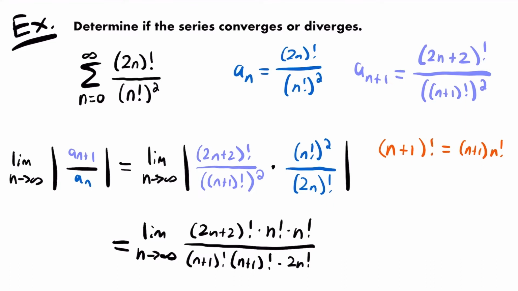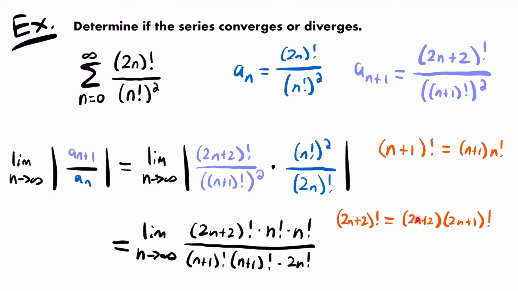So that's good, but what about 2n plus 2 factorial and 2n factorial? Well, we can do the same type of manipulation to our factorial here. We can say that 2n plus 2 factorial will be equal to 2n plus 2 times 2n plus 1 factorial, right?